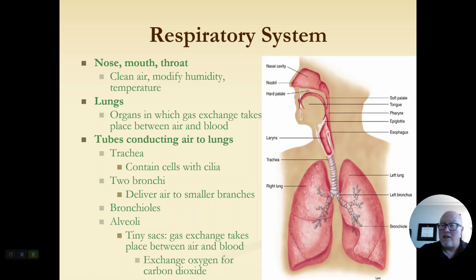Not really holes, because what you would have inside there are thousands and thousands, actually millions and millions of tiny little gas sacs called alveoli. They are one cell thick, and this is where gas exchange actually takes place.